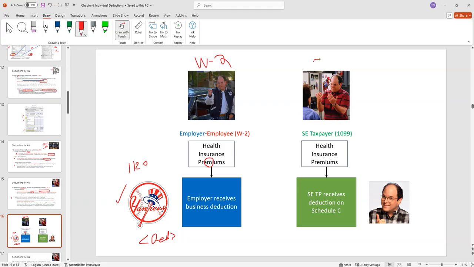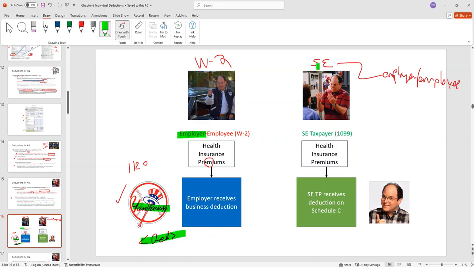Compare that with George being self-employed. For example, he may get a 1099 from doing a gig worker job or a modeling job. One of the things that happens is when you're self-employed, you are functionally the equivalent of both the employer and employee. You're not actually an employee, but you're considered both, because you're the business owner and you also work in that business. So in this situation, the Yankees, the employer, got a deduction when there was health insurance paid.